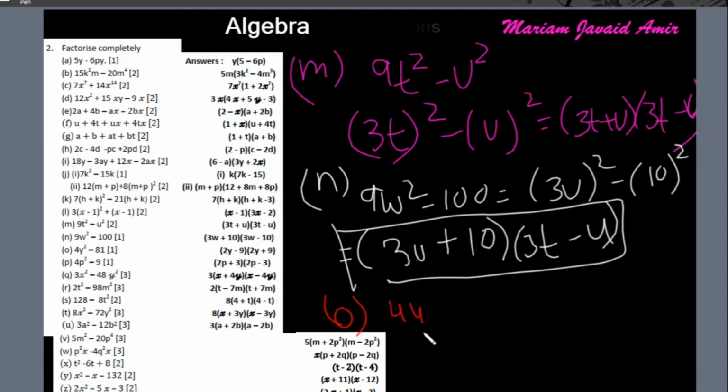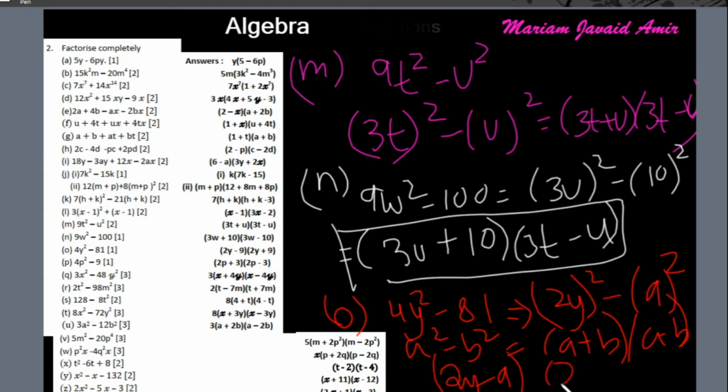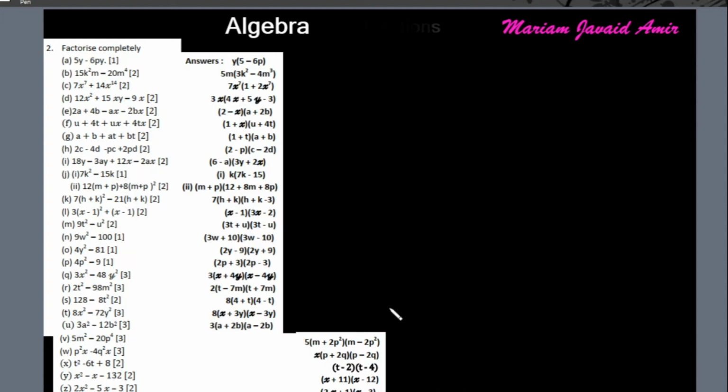Part O is 4y square minus 81, which can be written as (2y) whole square minus 9 whole square, which is a square minus b square equals (a plus b) and (a minus b). So this becomes (2y minus 9) and (2y plus 9). This was part O.